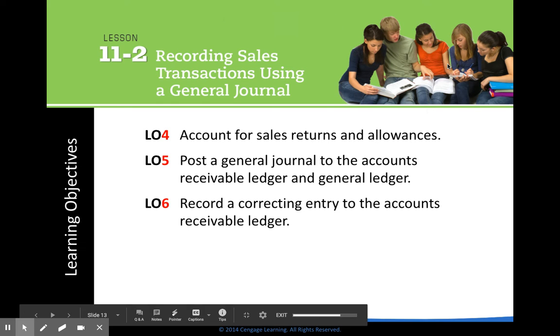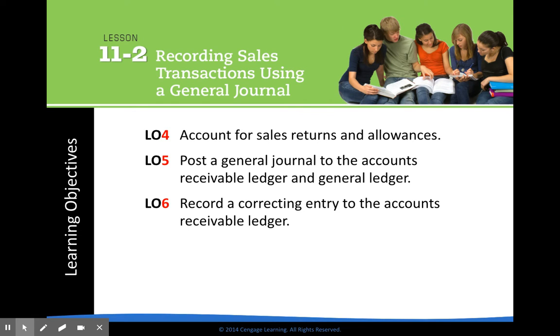Recording sales transactions using a general journal. So 11-2, we're going to record sales returns and allowances. This is different than 11-1, where we recorded purchases, returns, and allowances. When we purchased something and returned it. Now we're talking about when our company sells something and that customer returns it.